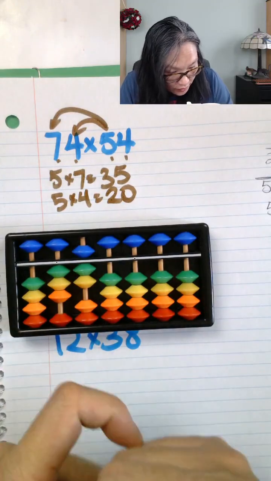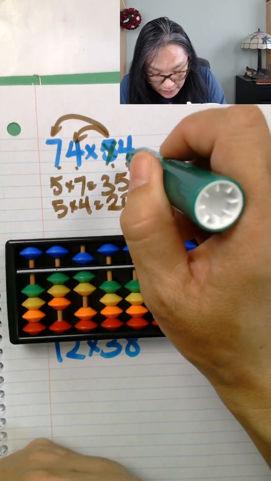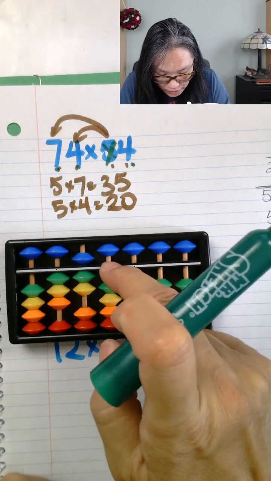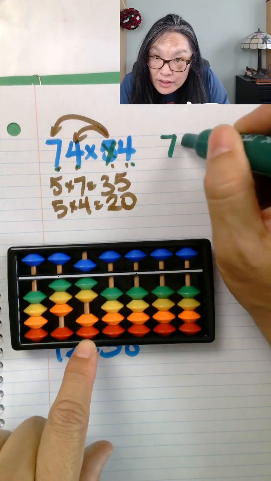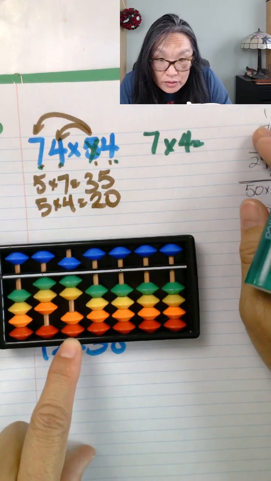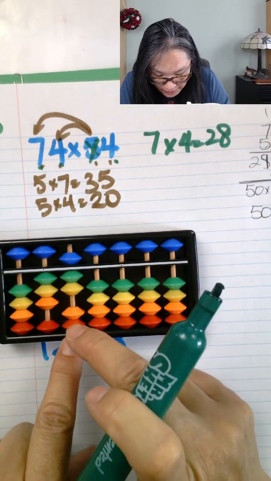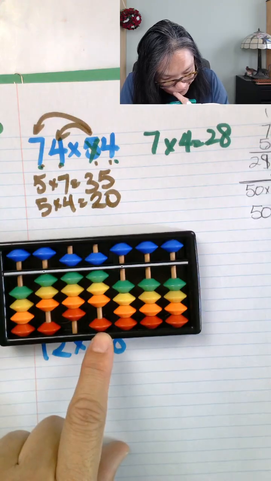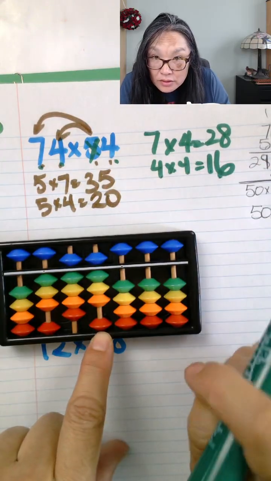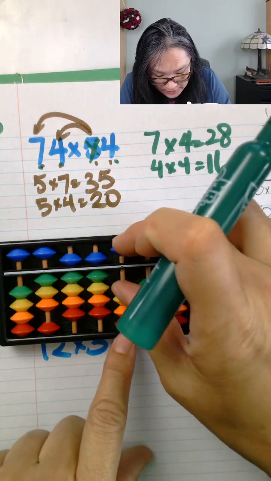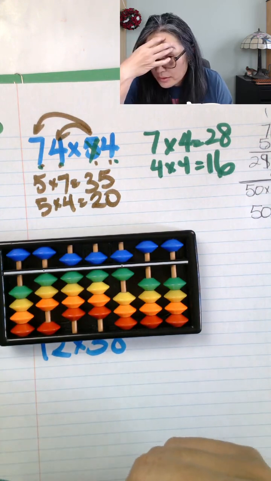I'm going to do another color. When I do another color, I'm done with the 5. I'm going to count it again. 1, 2, 3. So I'm over here. Next one is 7 times 4, equal to 28. Add my 2, add my 8. And then I do 4 times 4 is equal to 16. Add the 1, add the 6. So what is my final answer?